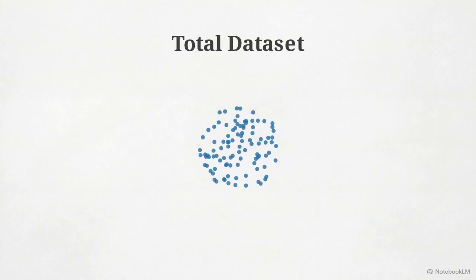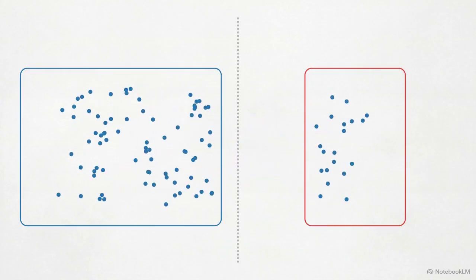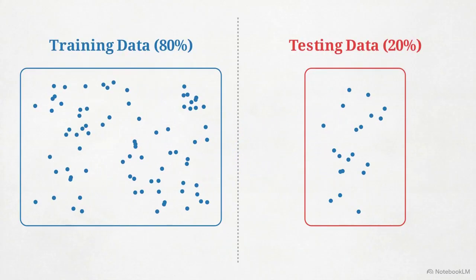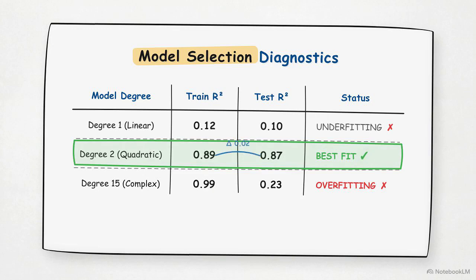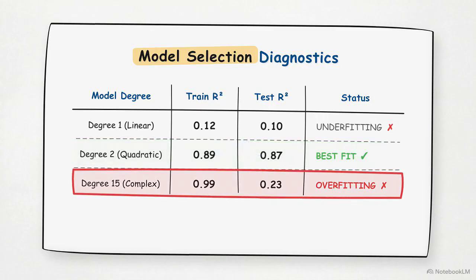Because excessive flexibility masks failure on training data, evaluating model complexity requires comparing performance across isolated data splits. This table compares R-squared scores across training and testing data. The degree 2 model sits in the sweet spot. Both scores are high and nearly identical, proving it learned a generalized rule. Conversely, degree 15 displays the absolute signature of overfitting, a massive delta between training and testing scores.